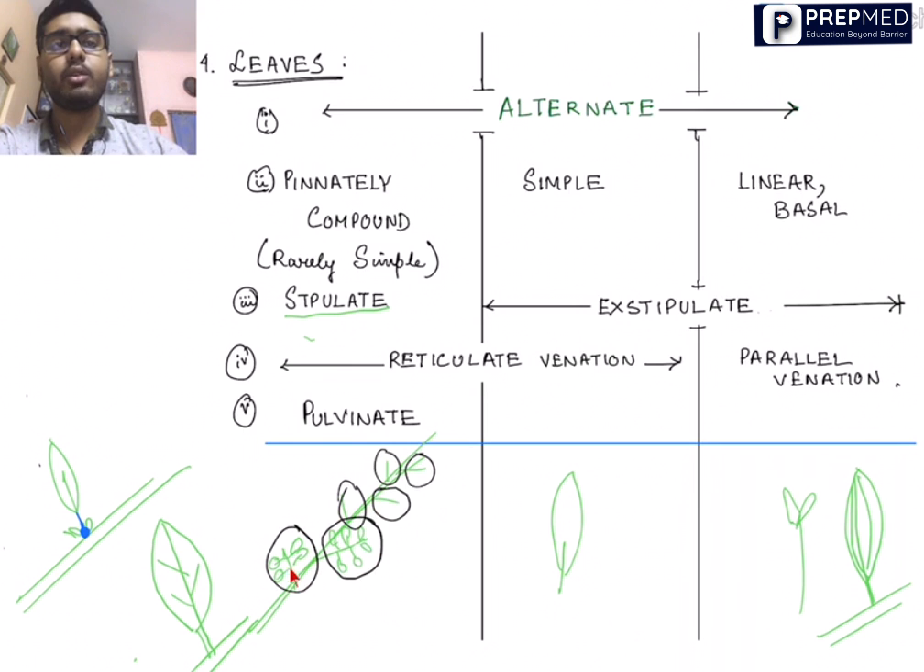This is a pinnately compound leaf. They can also be rarely simple. This is a simple leaf in Solanaceae, and Liliaceae have linear and basal leaves. This is a stipule present at the base of the leaf, which is present in Fabaceae, and this is a pulvinus, and if pulvinus is present, it's pulvinate. It's present in Fabaceae. Most important part is venation. Now we find reticulate venation in Fabaceae and Solanaceae and parallel venation in Liliaceae.